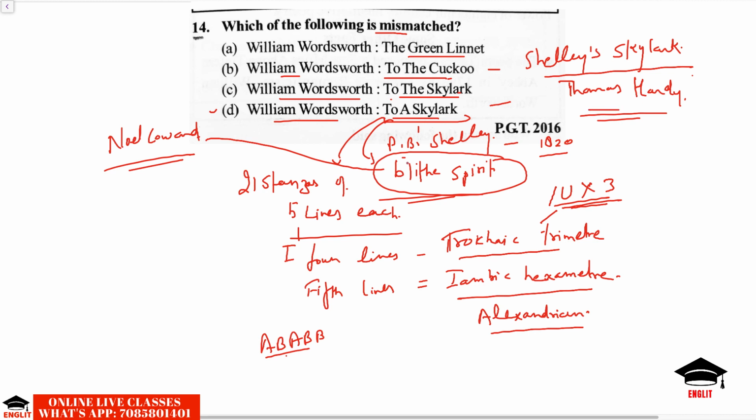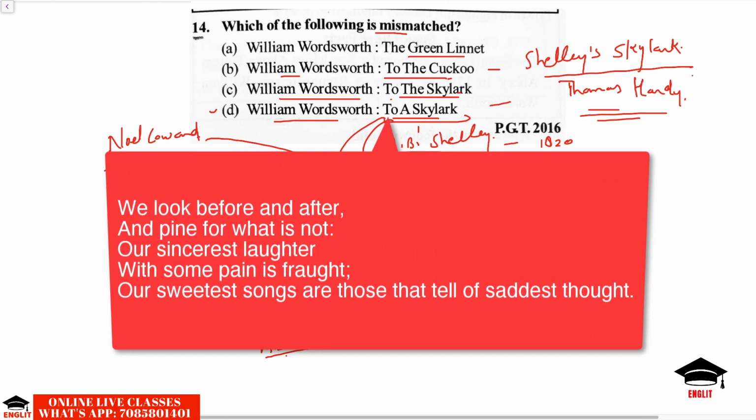The poem is very famous for the lines "We look before and after and pine for what is not. Our sincerest laughter with some pain is fraught. Our sweetest songs are those that tell of saddest thought."